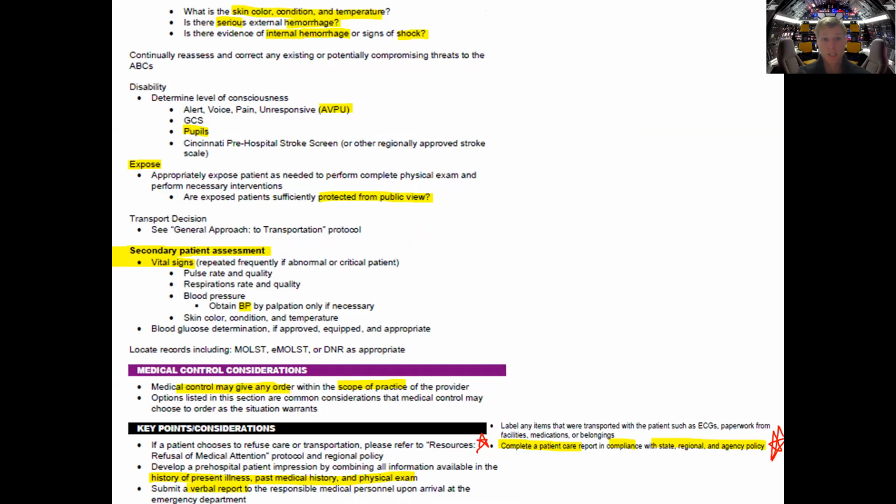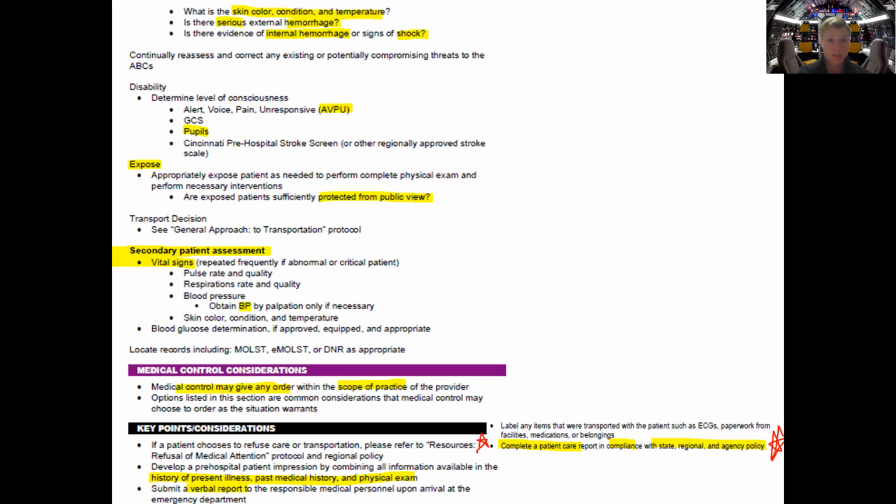Serious hemorrhaging? That's that squirting arterial bleed. And are they suffering from any internal bleeding? Are there any signs of shock? Remember, cool, pale, and diaphoretic. Continuously monitor ABCs throughout your patient interaction.